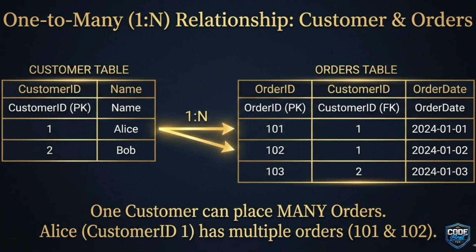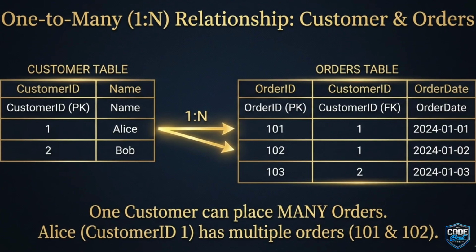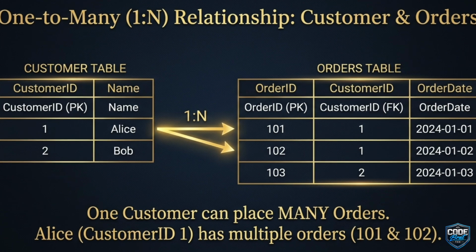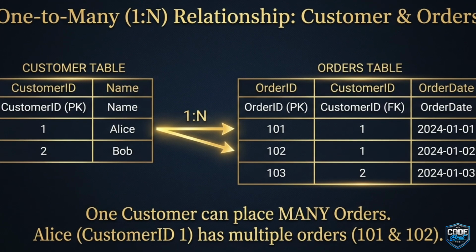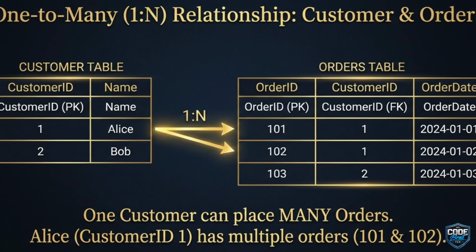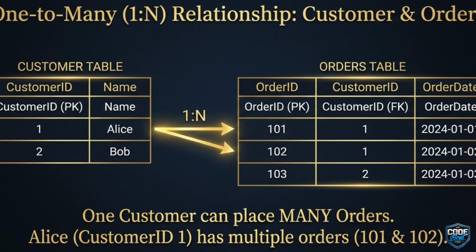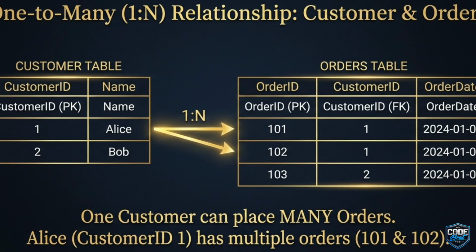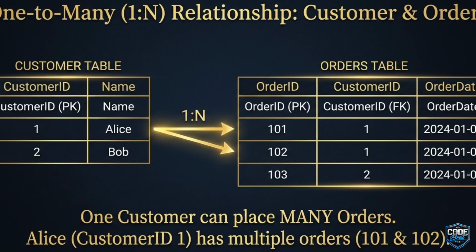But this is not true vice versa. I mean to say one order ID, let's say 101, cannot belong to multiple customers. This means one to many is true for one side, not both sides. It's unidirectional. And this is the most common relationship in RDBMS, as well as in situationships these days.